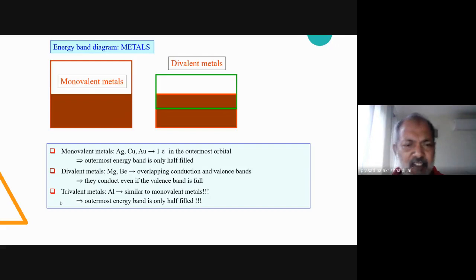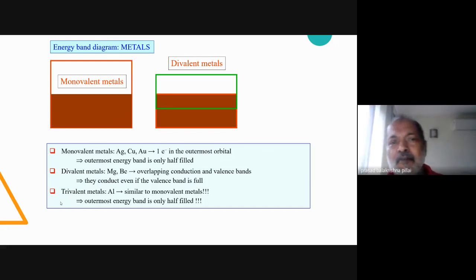Then you have magnesium, beryllium, etc., the divalent metals. There you have overlapping conduction and valence bands. So they conduct even though, when you are talking of the band, it is all the same, that means the electrons can move within the band. There are a lot of empty states available when you are talking of the overlapping. So even though only one band is there, the carriers can move.